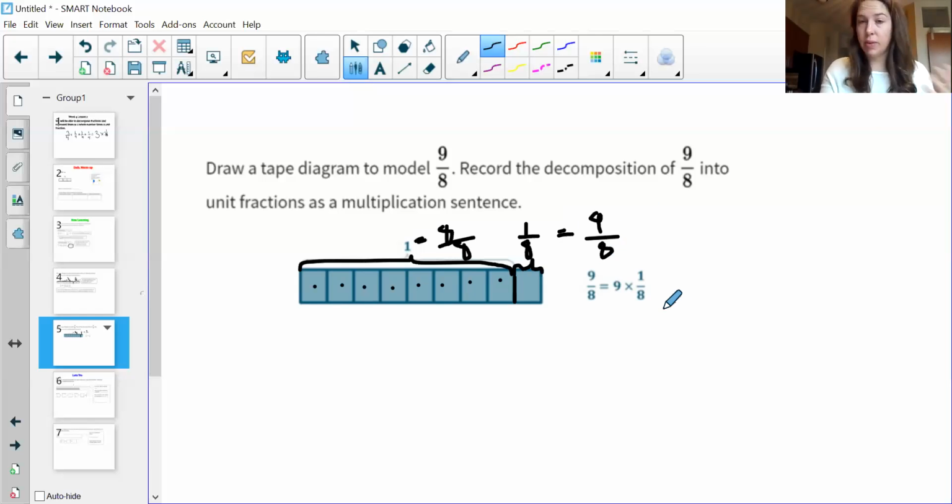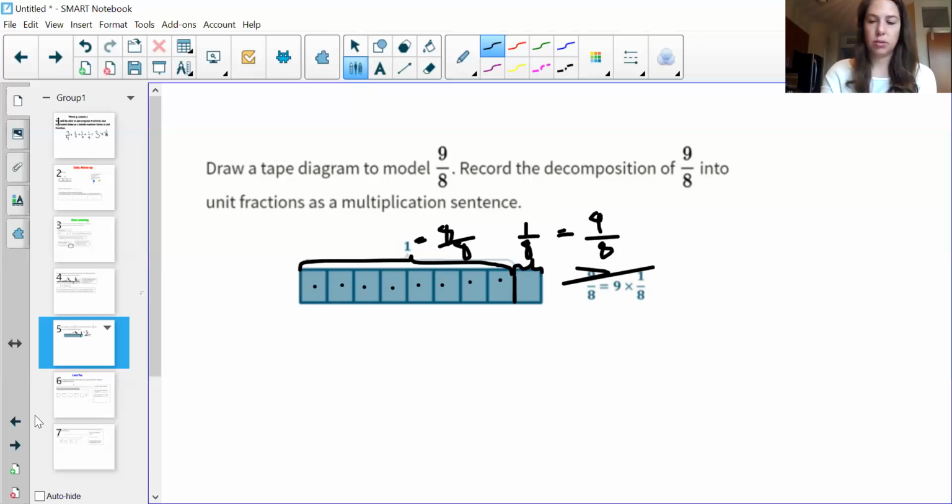Now, I can rewrite that as 9 times 1/8 because I have 9 groups of 1/8. So I rewrite my final answer as 9 times 1/8. Okay, let's do a Let's Try.